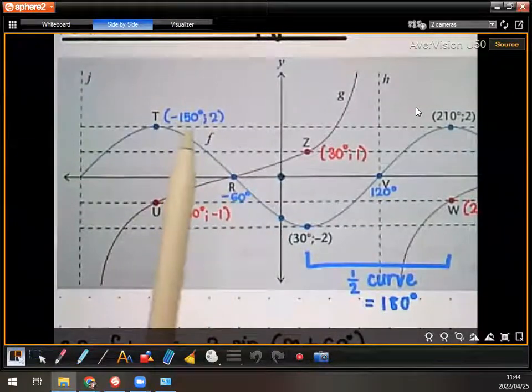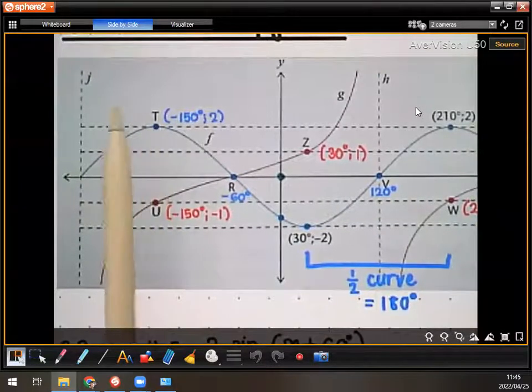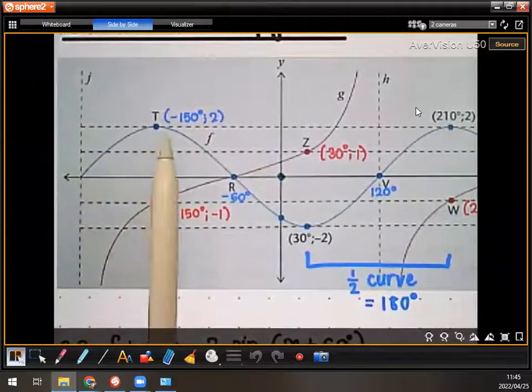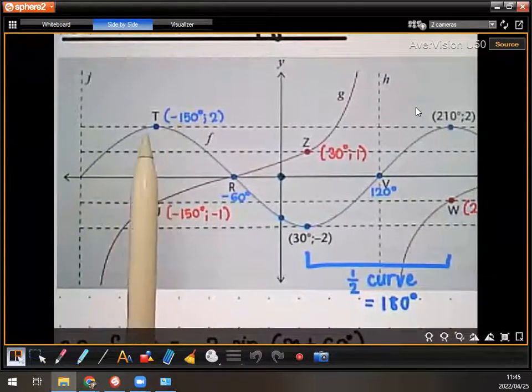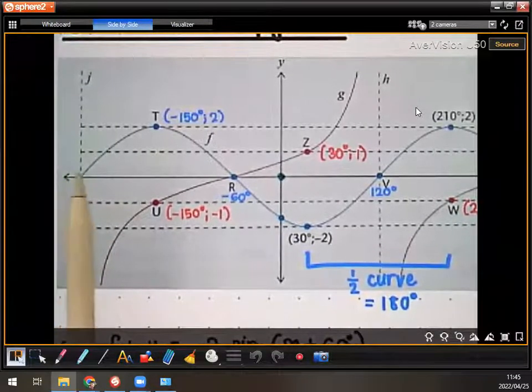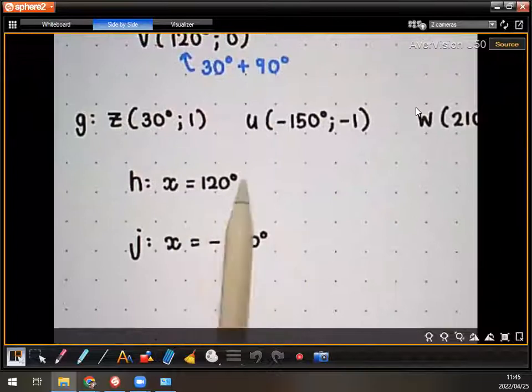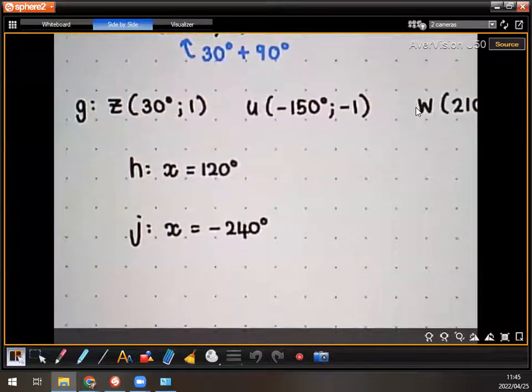We have that this is negative 150, right? What did we say the step of this graph F was? The step was 90. So this is at negative 150. How am I going to get that value? Because that's the next point, right? That's one step further back. Negative 150 minus 90. So this is going to be at negative 240 degrees. Okay, so J is X equals negative 240. So I'll just show you where I wrote those. There we go. There's H and there's J. Those are the two equations: X equals 120 and X equals negative 240. Okay, so just write that down.